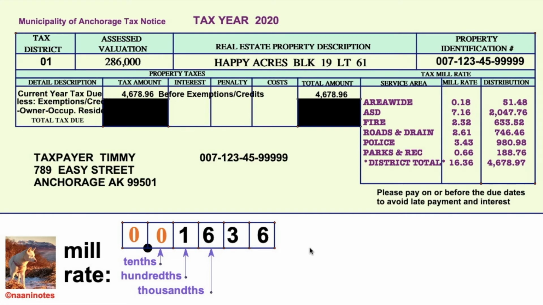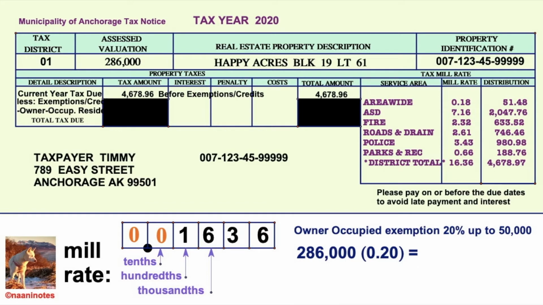That's before exemptions, and we have a property tax exemption here for owner-occupied property. Do you live in your house? Yeah, you might think that's a silly question, but it's not, because maybe you're renting it out. Maybe it's a little bit of a business then. You don't get that exemption. You get an exemption, and that exemption is going to be 20% off the assessed value up to $50,000.